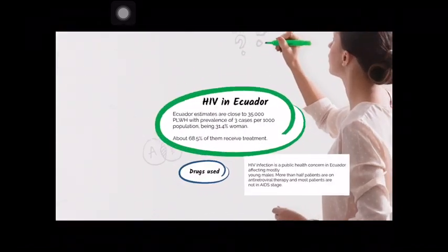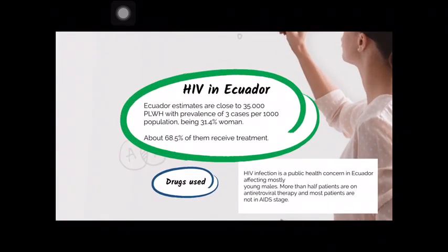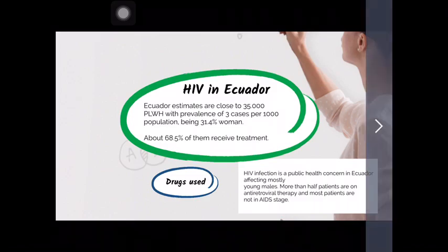Now you have the cases in Ecuador. HIV in Ecuador: estimates are close to 35,000 people living with HIV, with prevalence of 3 cases per 1,000 population, 31.4% being women. About 68.5% of them receive treatment. HIV infection is a public health concern in Ecuador, affecting mostly young males. More than half of patients are on antiretroviral therapy, and most patients are not in AIDS stage.